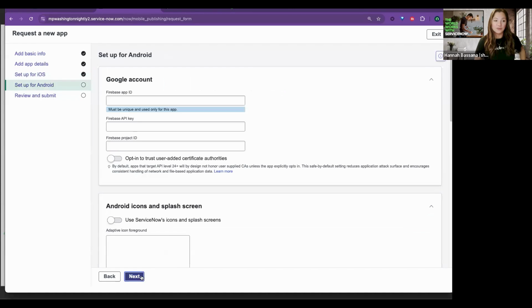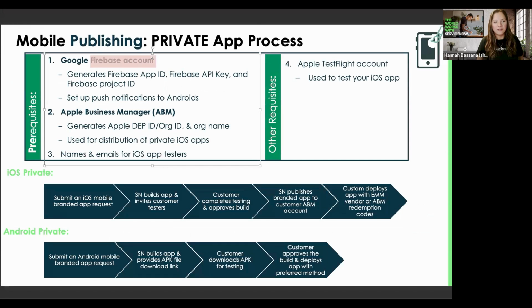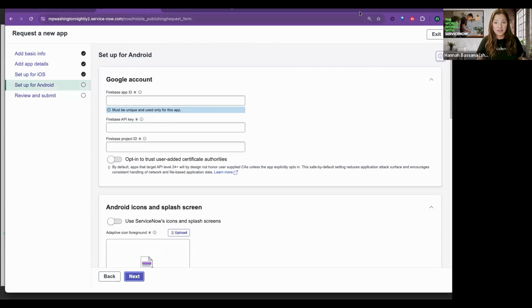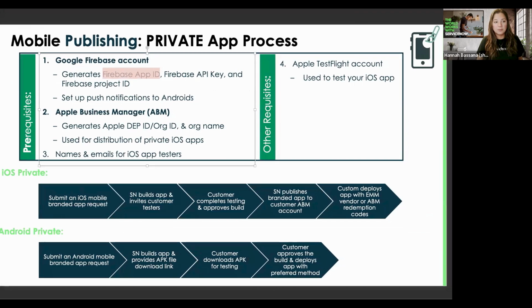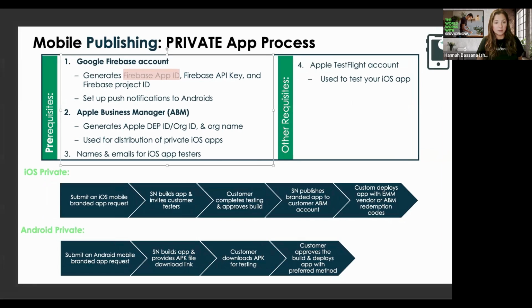Okay, on to Android. So for Android, we have three pieces of Google account information that we need rather than two with iOS. And this is, again, why we say you need a Google Firebase account. It generates the three fields, the Firebase app ID, API key, and project ID. Firebase is also used later to do push notifications. So you'll be able to see where and how. I'm going to demo where and how to get this information.